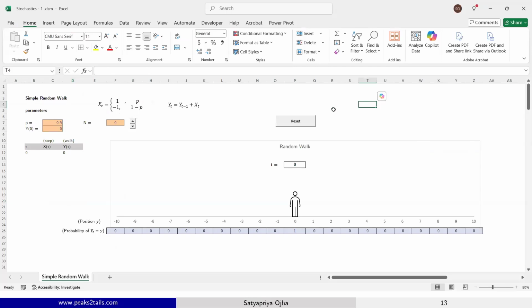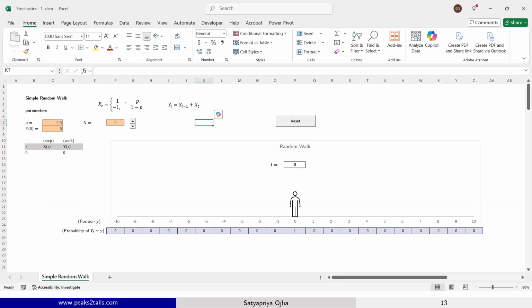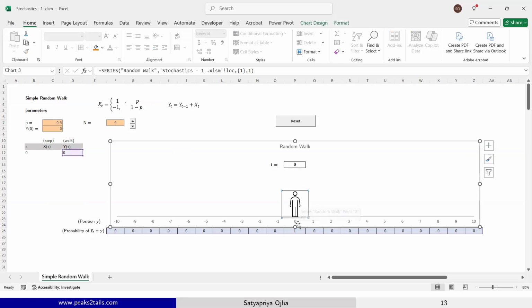Okay, so here is the simple random walk process. This is our x, plus 1 or minus 1. Remember, x is the change or the increment. And then y evolves like this: previous y plus the change. So this is the walk, and this is the step or the increment. This is where you are right now.